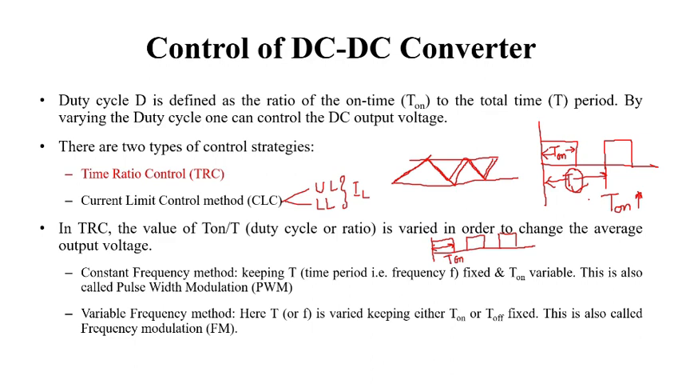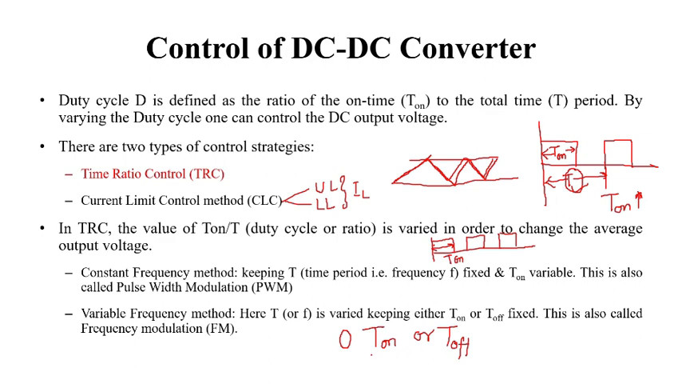In the other method under this TRC, we have the variable frequency method. Variable frequency method means I am not keeping T or f constant. It is going to be varied, but in this method we are fixing T on or T off.